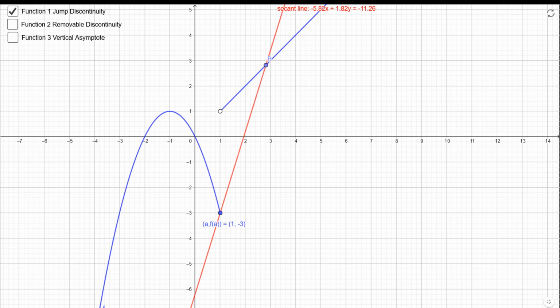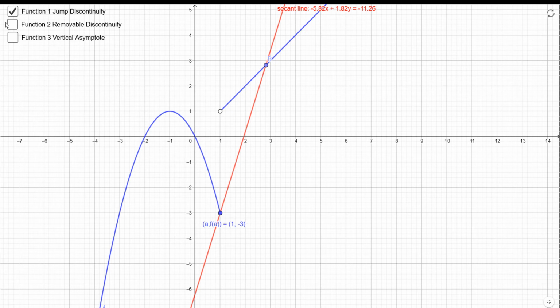In this video, we're going to be investigating the question, does differentiability imply continuity? In other words, if it is differentiable, does it have to be continuous at a point? So we're going to investigate this with three different functions here. And they all have some type of discontinuity.